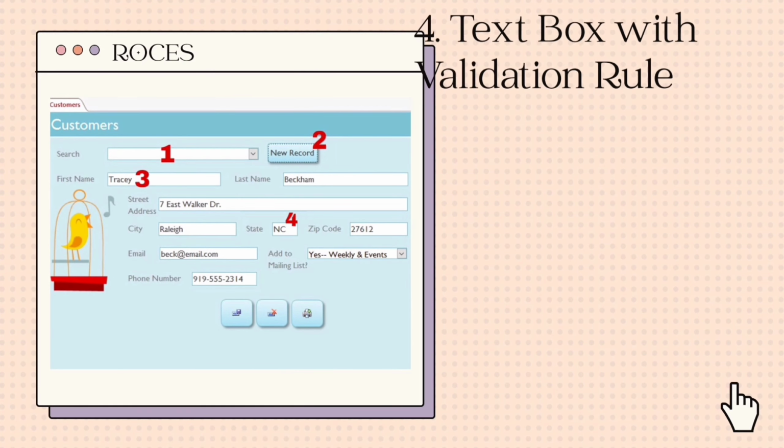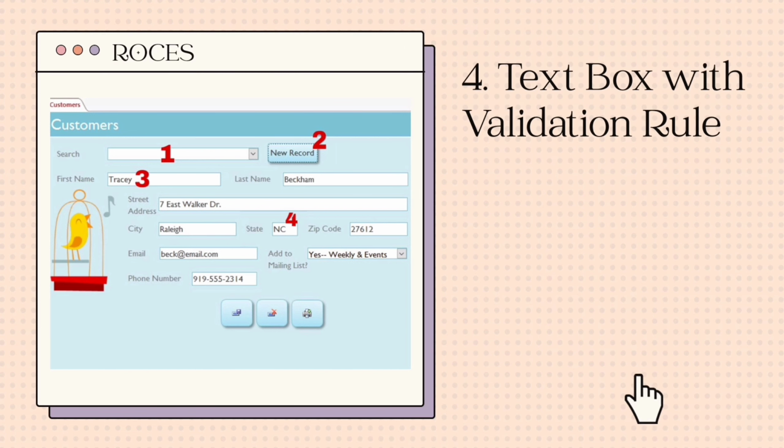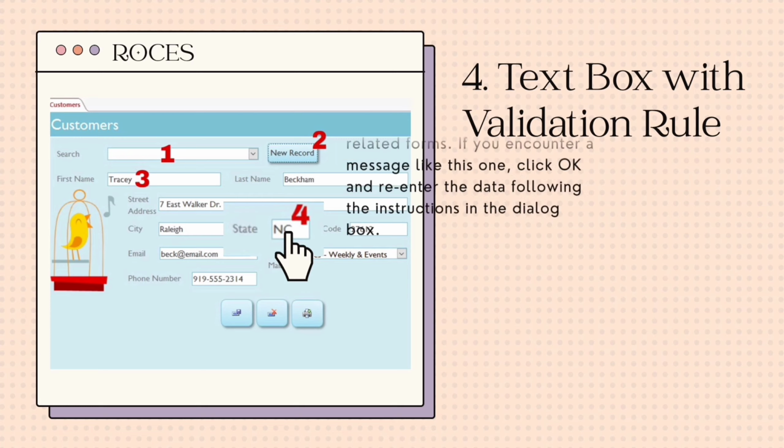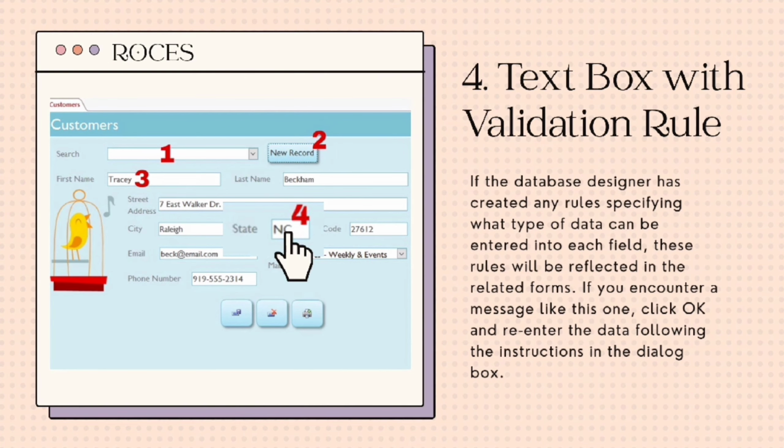Next feature is the text box with validation rule. If the database designer has created any rules specifying what type of data can be entered into each field, these rules will be reflected in the related forms. So as you can see in number 4, it indicated the NC. So it only has 2 letters because in these fields, or in this form, it has a text box validation rule that limits the type of data that can be entered.